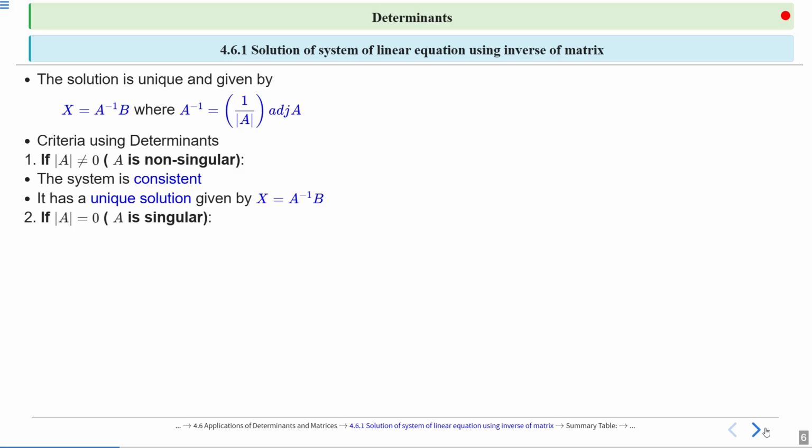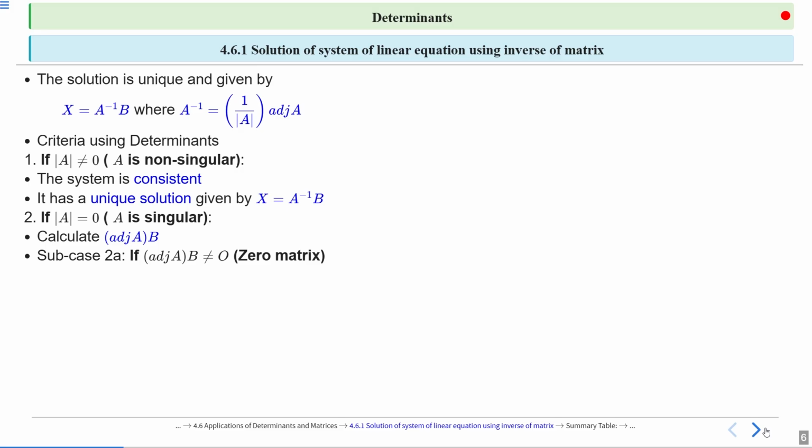Second case, if the determinant of A is equal to 0, that means A is singular. Then we calculate adjoint of A into matrix B. So again two cases arise: if adjoint of A into B is not equal to 0, and if adjoint of A into B is equal to 0. So the first case is determinant of A is non-zero.